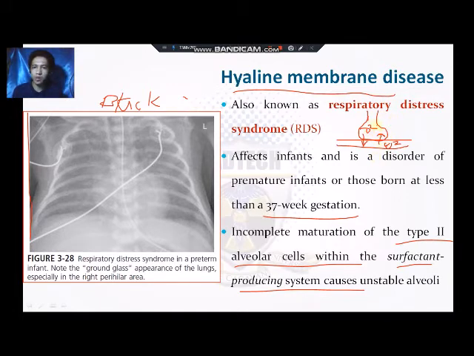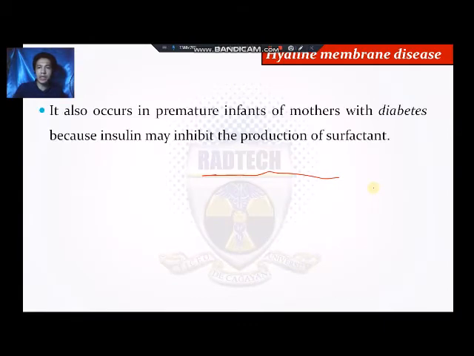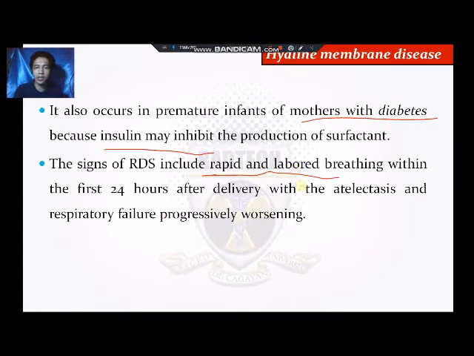Okay, so that means O2 will just stay in your alveolar system, na the alveolar sacs niya, and then the CO2 will stay within the body. Okay, so that's why some of the patients may experience metabolic acidosis. Okay, so it occurs in premature infants of mothers with diabetes because insulin may inhibit the production of the surfactant, especially in the respiratory system. And then again, no, this is the common sign niya.